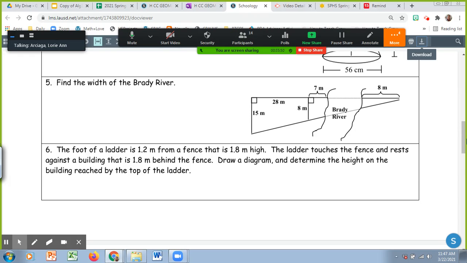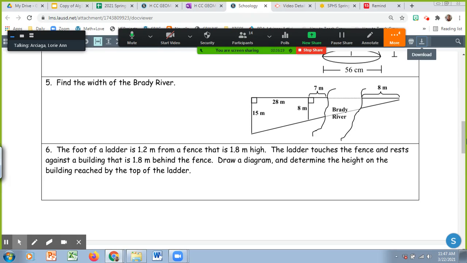All right. Number 5. Find the width of the Brady River. Oh my God! Don't you miss those spring breaks where you can go hike and go out? I think that's why I'm not looking forward to this spring break as much as I used to in the past. It's even harder to travel now.